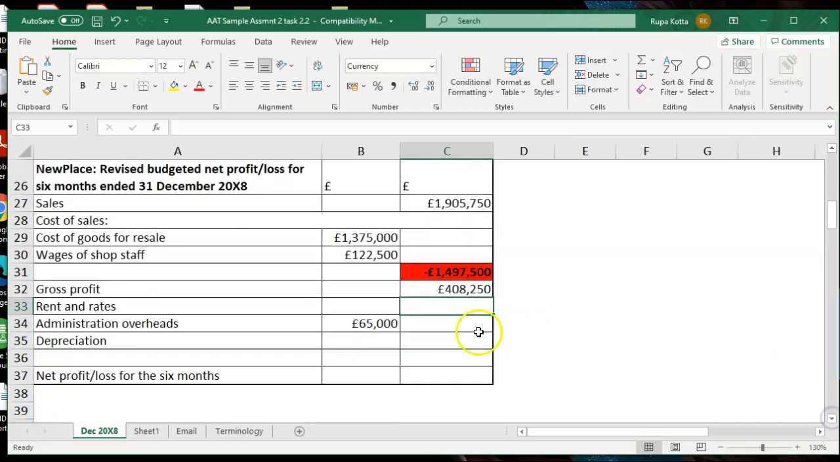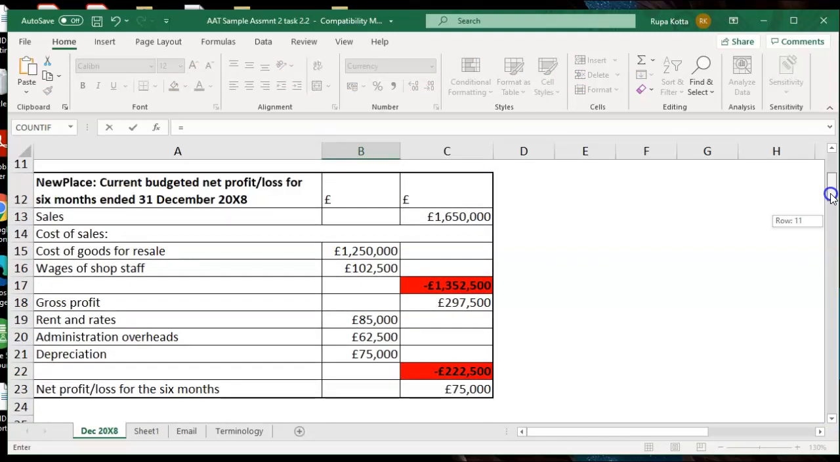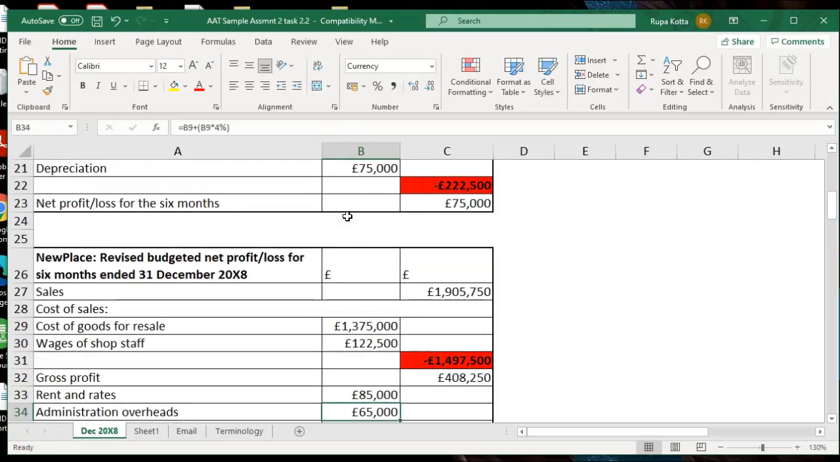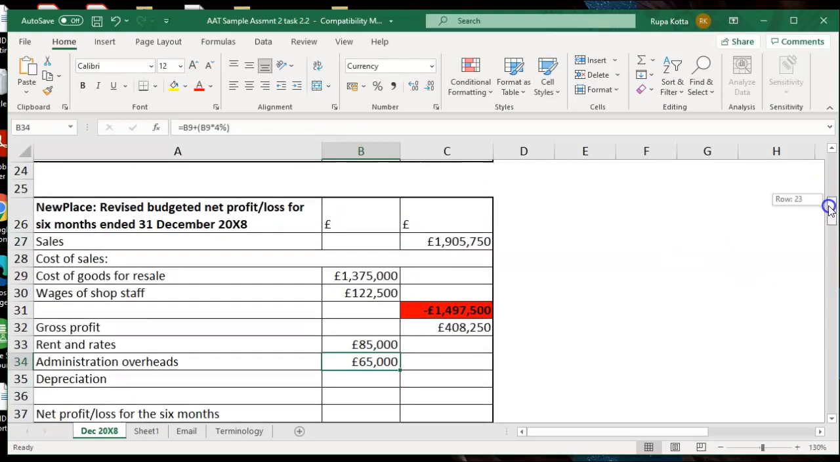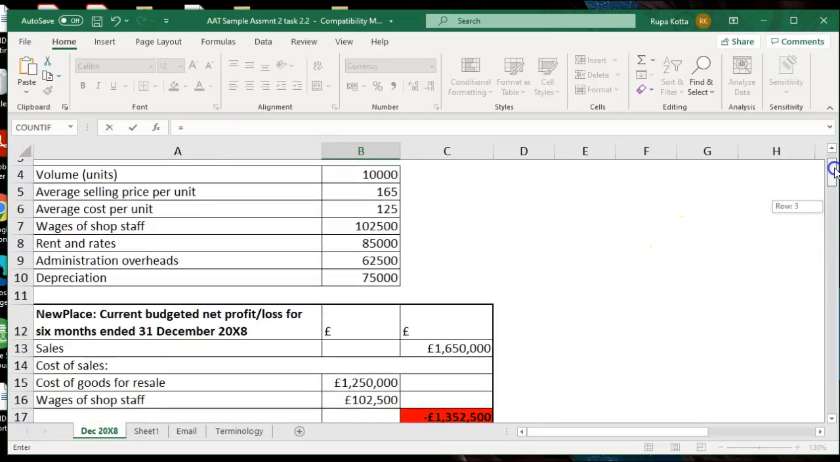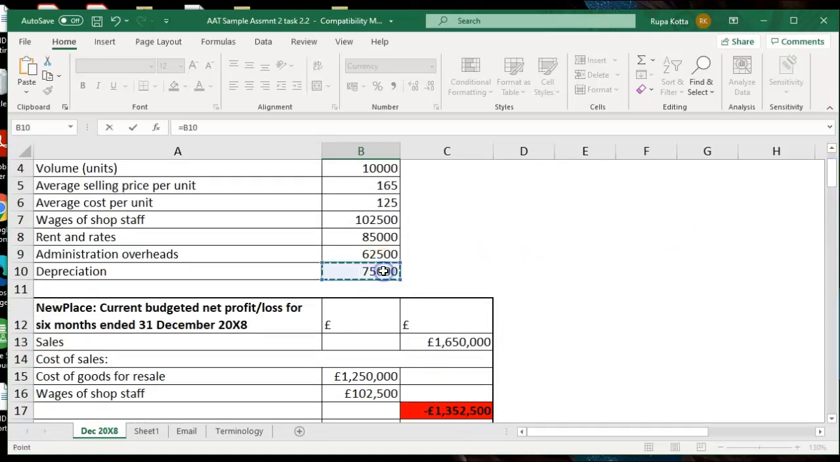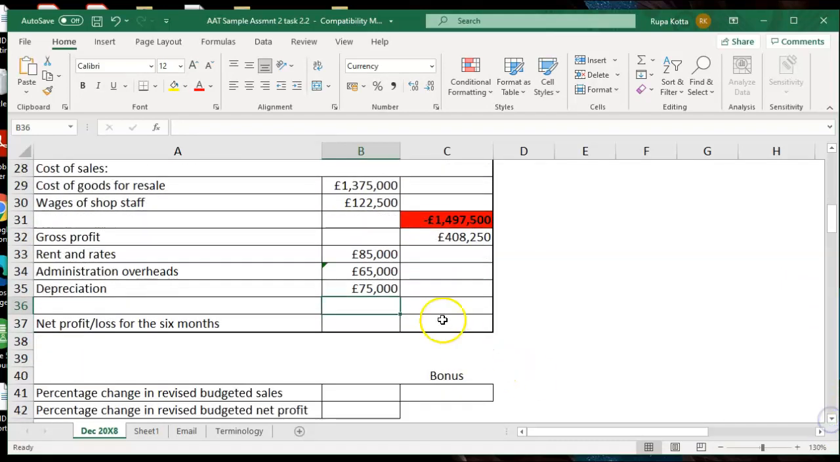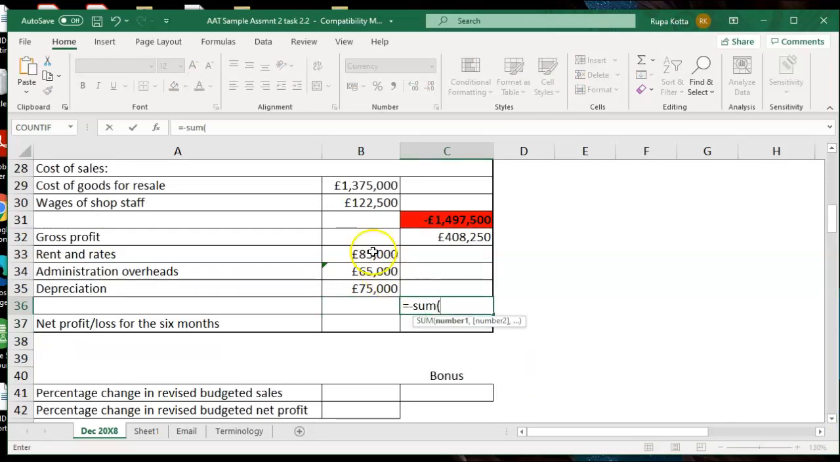Then rent and rates, there was no change, so stick to the original figure given to you, which is 85,000. Depreciation is also no change, so stick to the original figure given to you, which was 75,000. Now calculate the sum of all your expenses equal to sum B33 to B35.